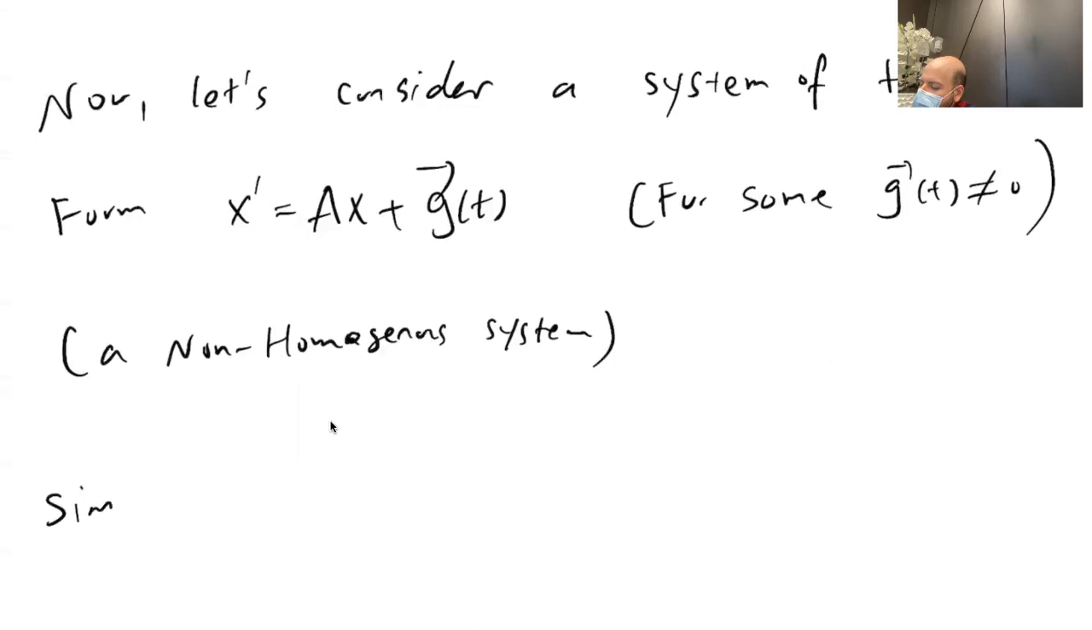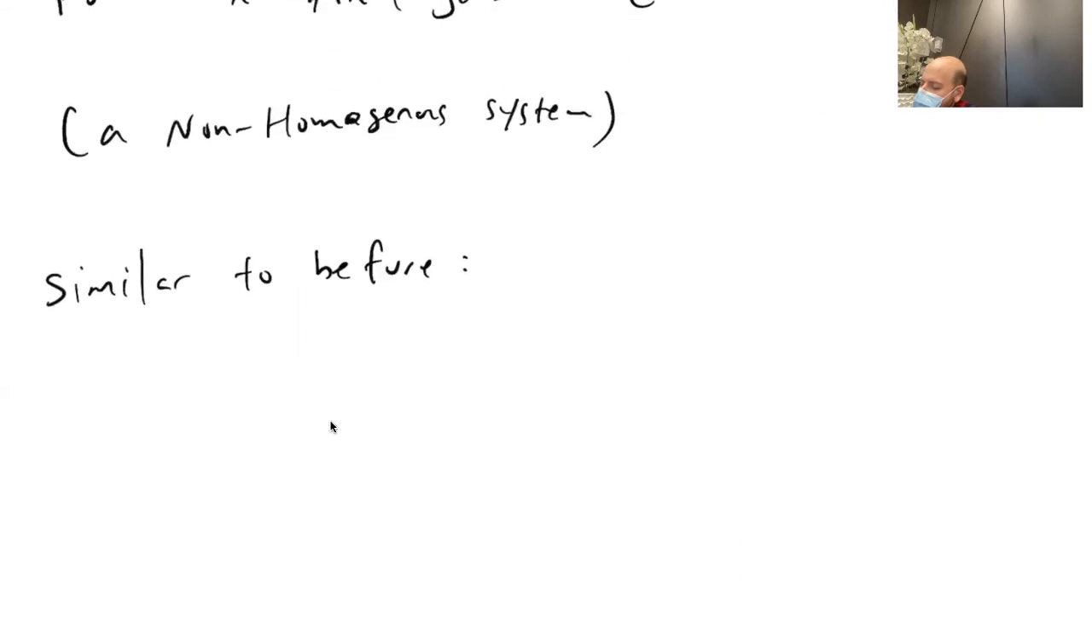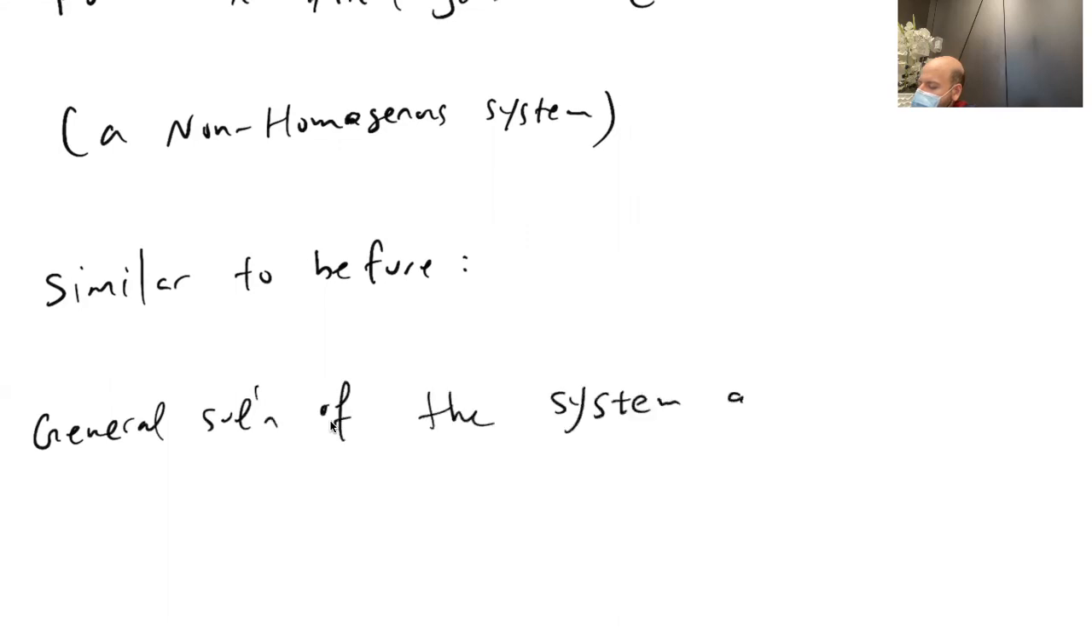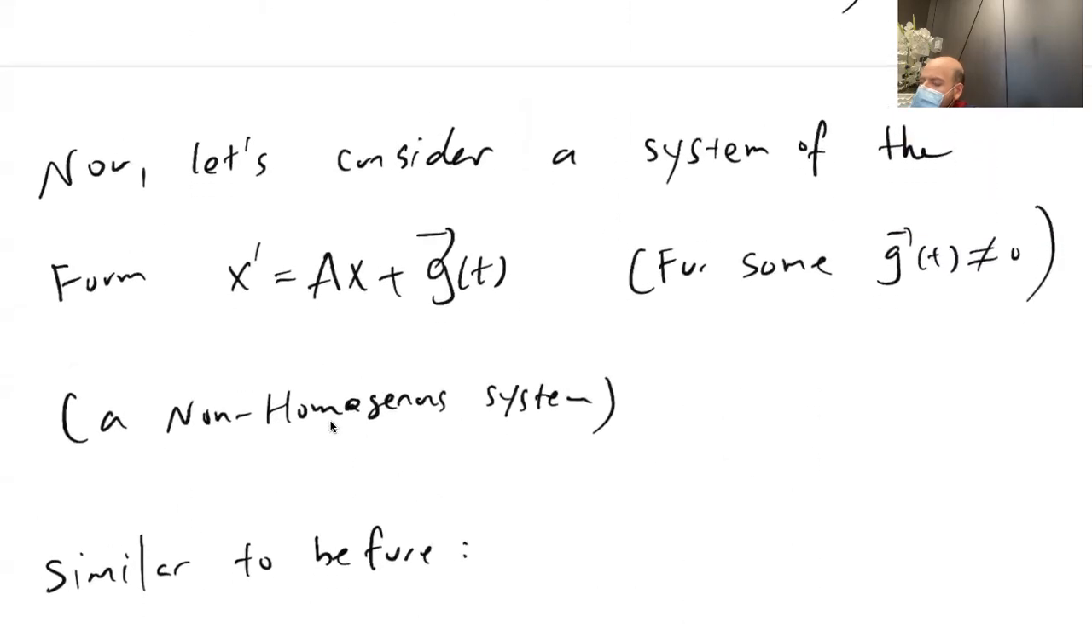So similar to before, we can say that the general solution of the system above can be written as... So how do you write the general solution of a non-homogeneous equation in that case? We said y equals yc plus yp, where yc was a complementary solution, the solution for the homogeneous system, and yp was one particular solution for the non-homogeneous equation. So we have a similar situation here.